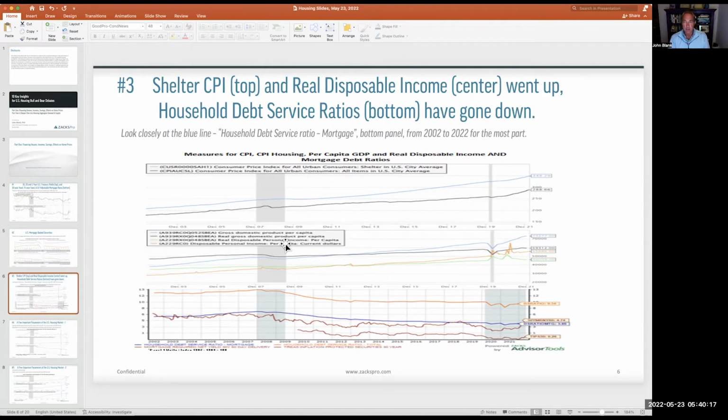And then in the middle, I'm going to have the real disposable incomes. All of those have obviously gone up. You can see that orange line, which is just jumping around because of the payments to people.